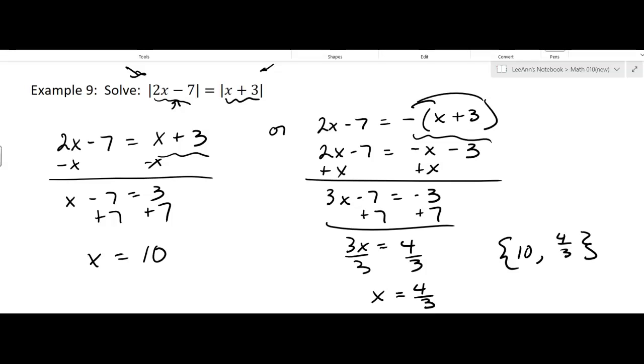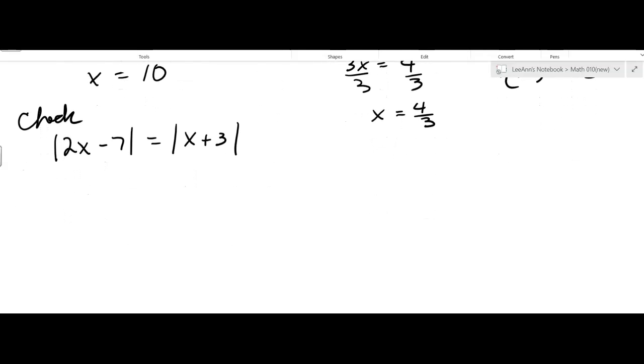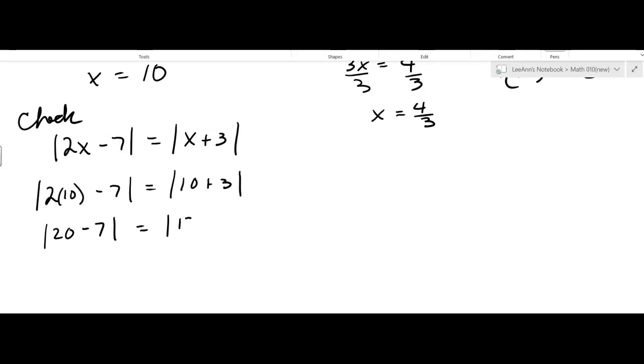Now, let's go ahead and check them just because we can. We're saying the absolute value of 2x minus 7 equals the absolute value of x plus 3. That was the equation. So here comes the check. And we'll check them both. Why not? So if I put in 10 for x, what do I get? I get 20 minus 7, and over here I get 13. So yeah, that looks right. The absolute value of 13 equals the absolute value of 13. Yeah, that one checks.